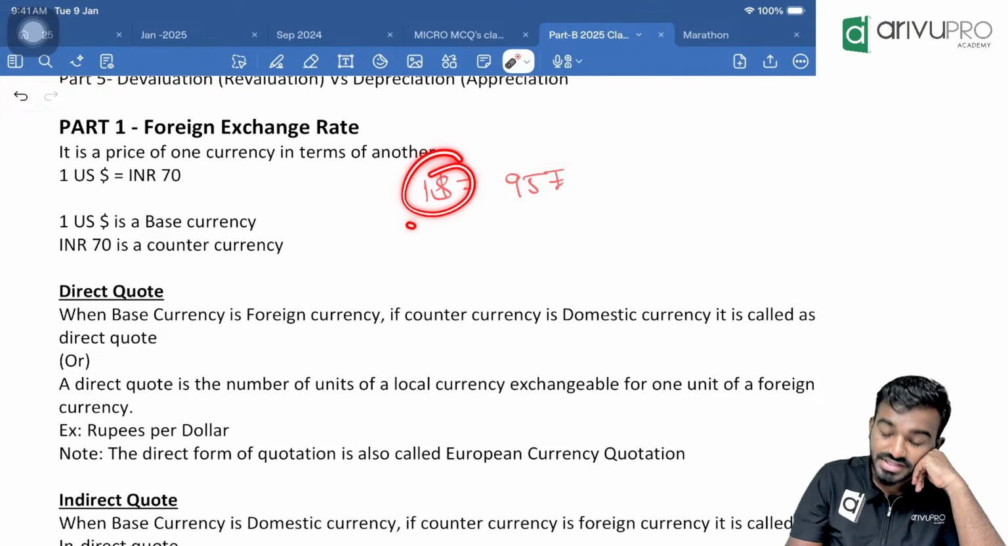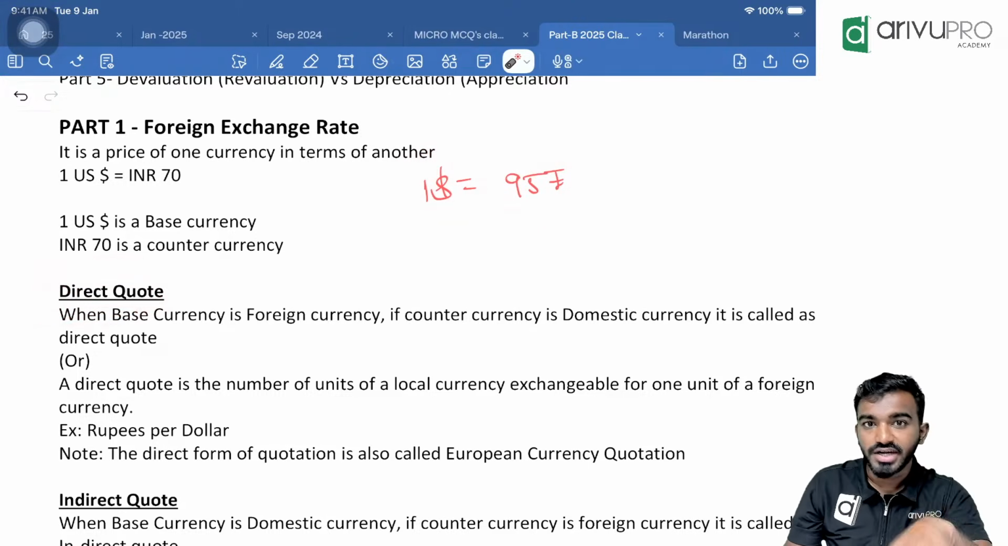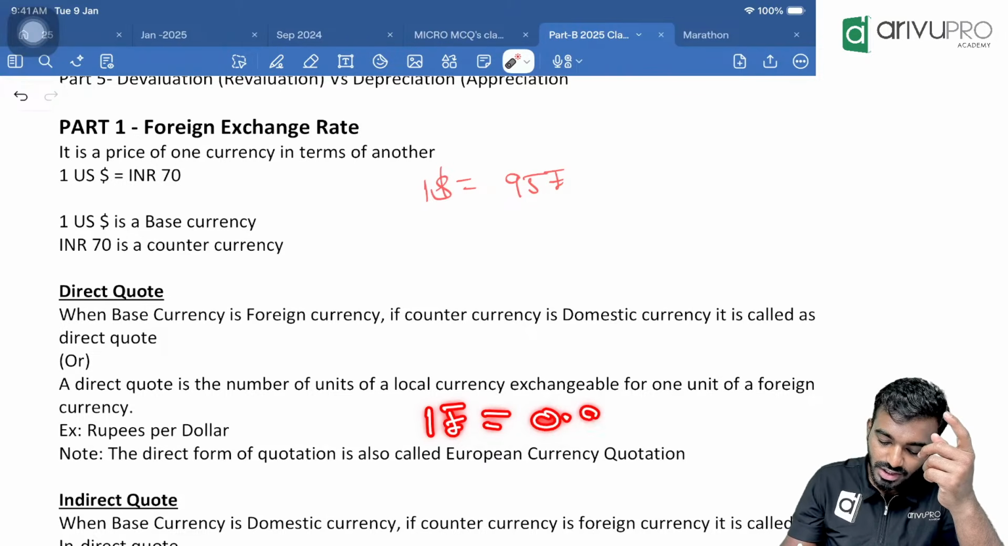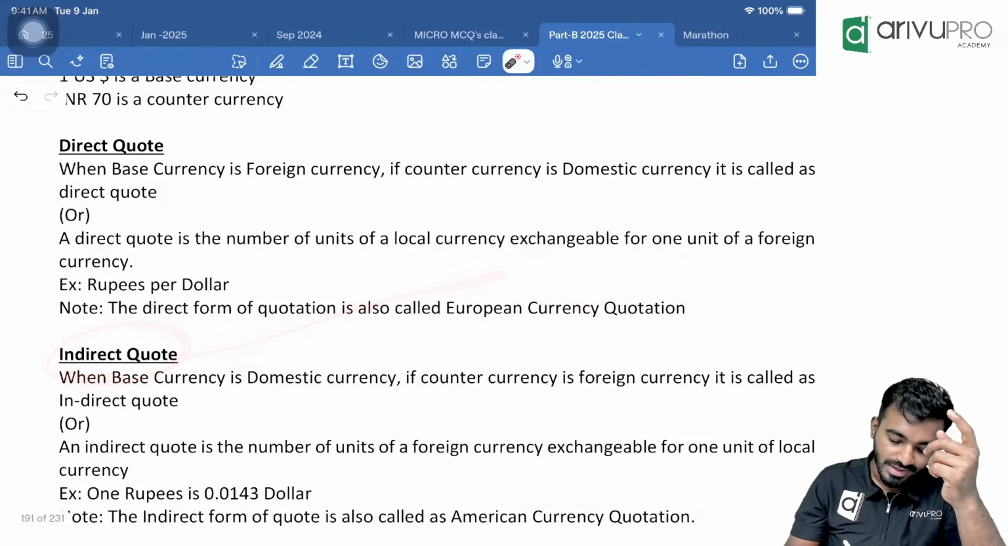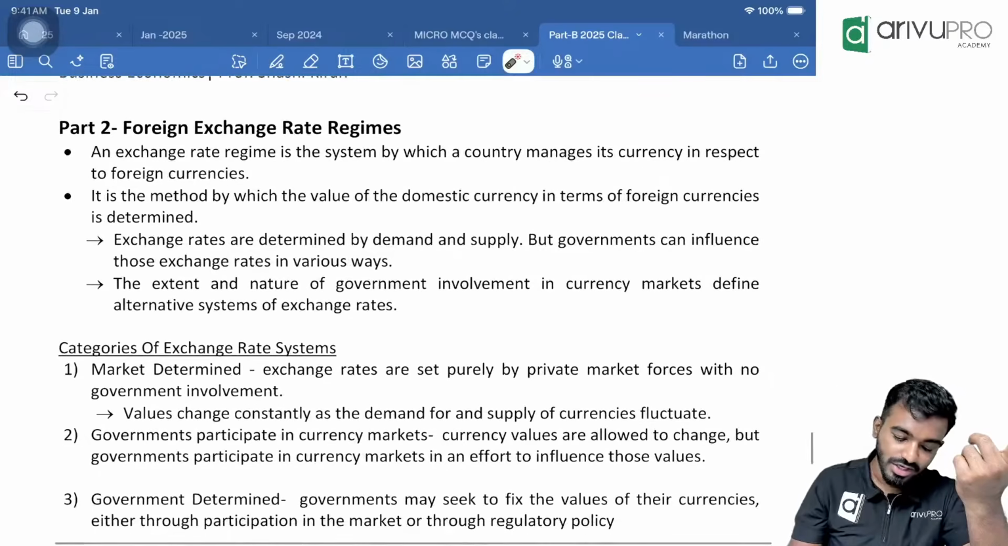If the base currency is a foreign currency and the counter currency is a domestic currency, that is called a direct quote. In India, we follow direct quote. Opposite: if the base currency is the Indian currency and the counter currency is a foreign currency, then it is called an indirect quote. Base currency is domestic, counter currency is foreign. Clear?